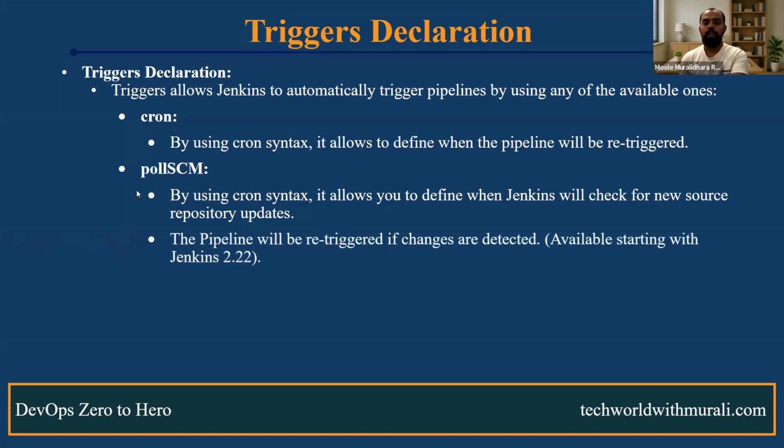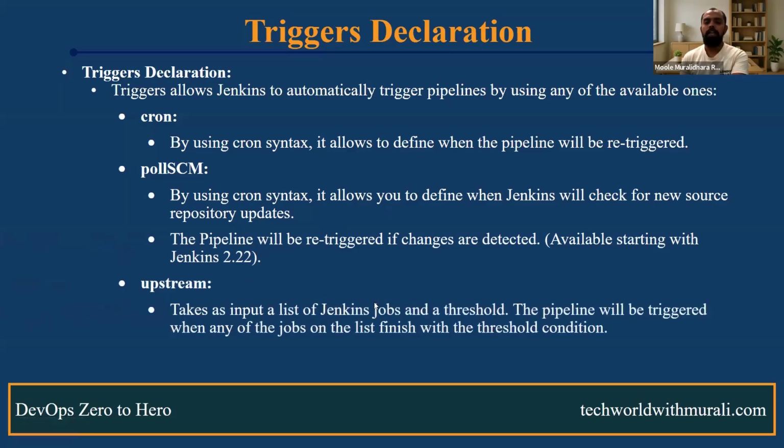Next one is pollSCM, which is supported from Jenkins 2.2, and here you can see the upstream option as well. In case you want to define that particular upstream jobs need to be triggered, right? If you remember, in Jenkins freestyle jobs we have upstream and downstream jobs. Similarly, if you want to define that, we can use this upstream option.